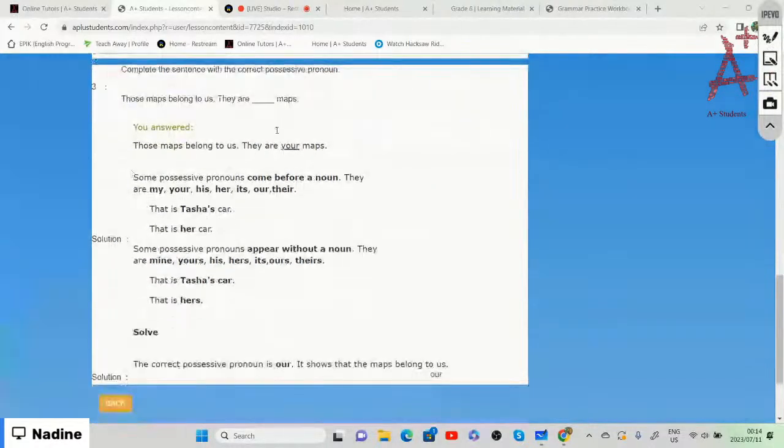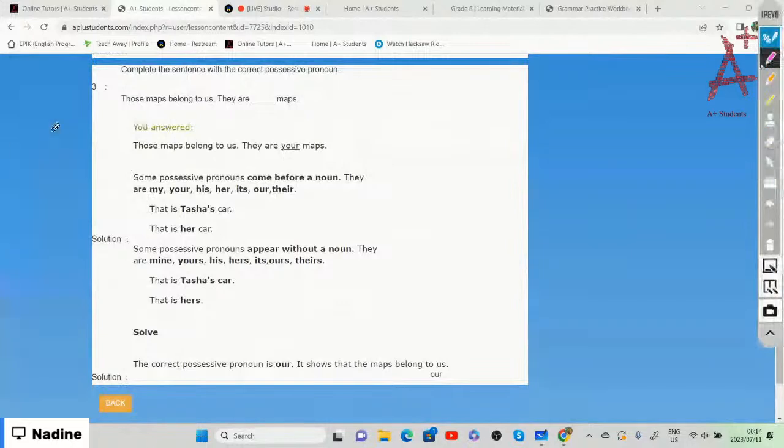Okay, those maps belong to us. So those maps belong to us, right? So if maps belong to us, we need to choose the correct possessive pronoun. So if those maps, then they are whose maps? Is it my maps, yours, his, hers, its, our, or their? Here it says that they are your maps.